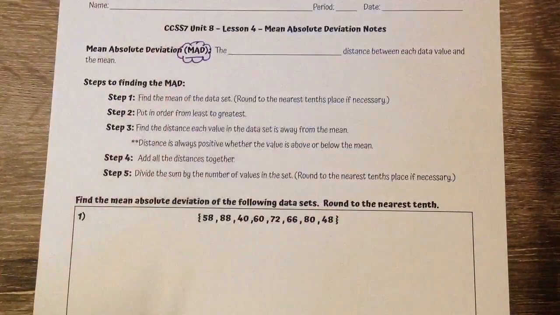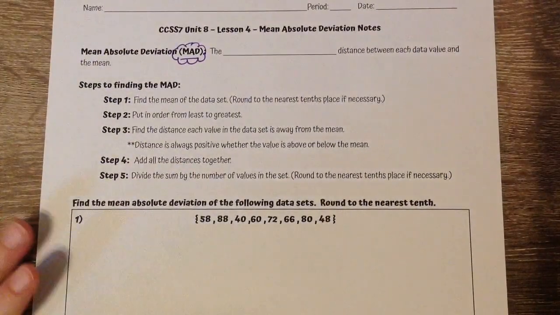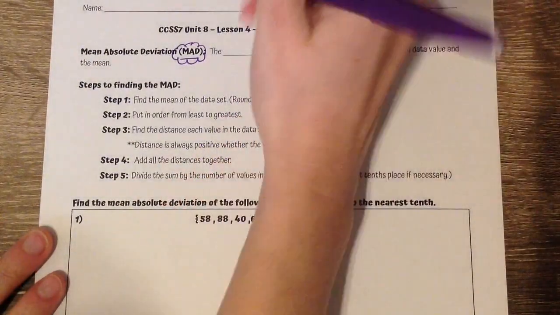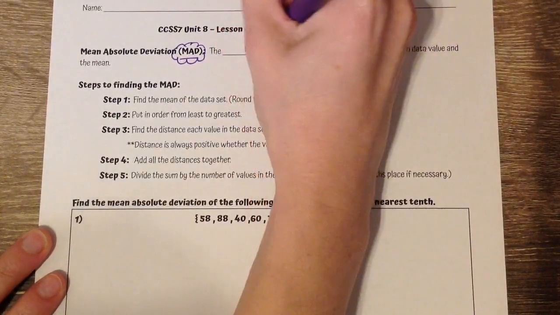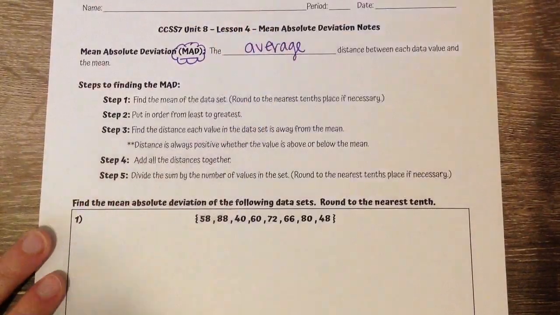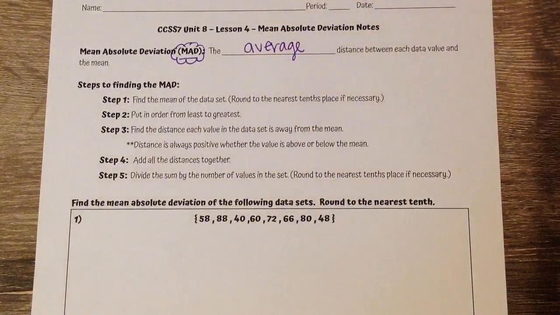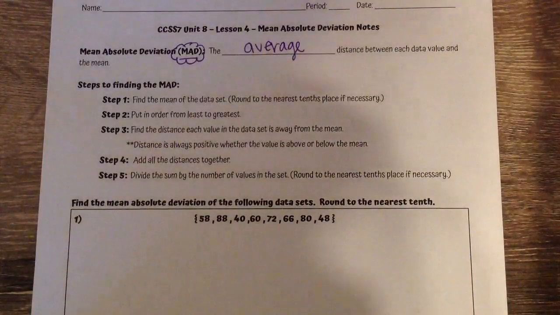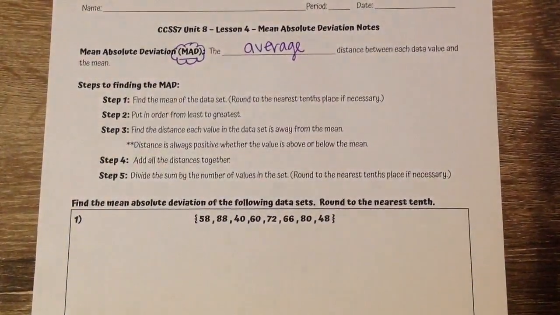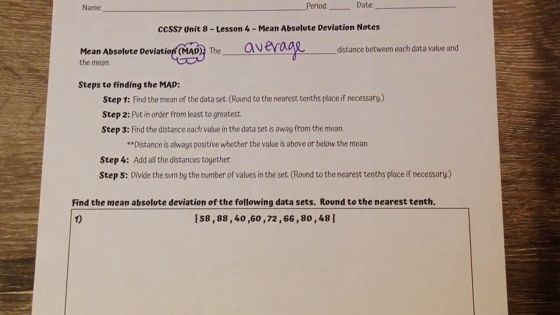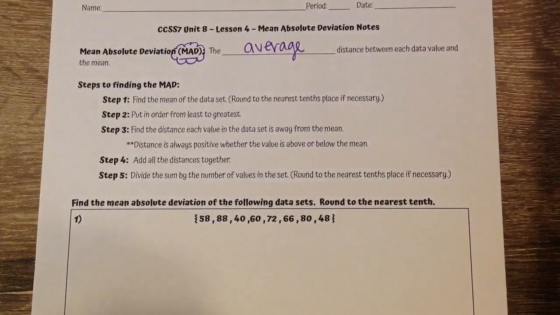If you make one little mistake, your whole entire answer is off. So make sure you're being really careful when calculating this. What it is: the average distance each data value is away from the mean. So we're trying to figure out how spread out it is. Are the numbers really close to each other? That would mean you have a small mean absolute deviation. Or are they really far away from each other? That means you'd have a large mean absolute deviation.